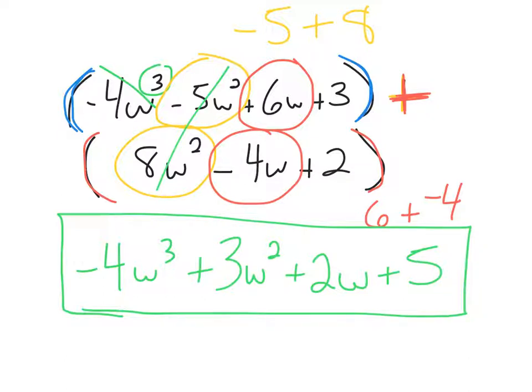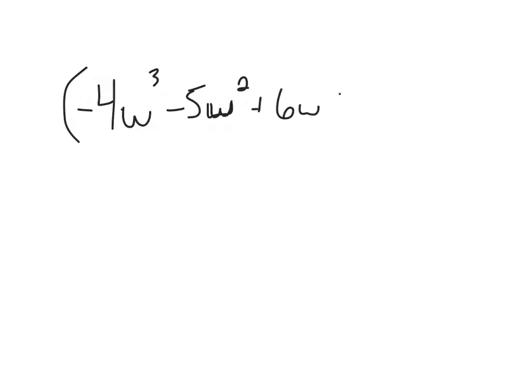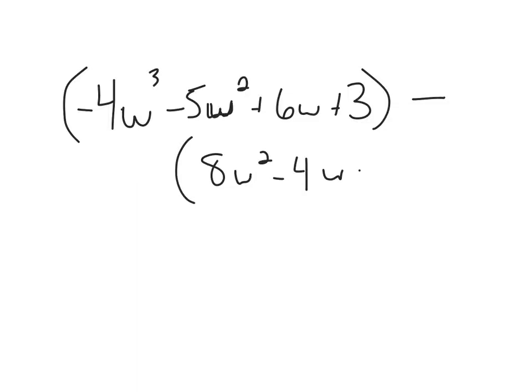But just for fun, let's say I had the same exact polynomial that we just looked at. This is just kind of a what if scenario. I'm just going to write the exact same one: negative 4w to the third minus 5w squared plus 6w plus 3. And let's say now we are subtracting the second polynomial. 8w squared minus 4w plus 2.